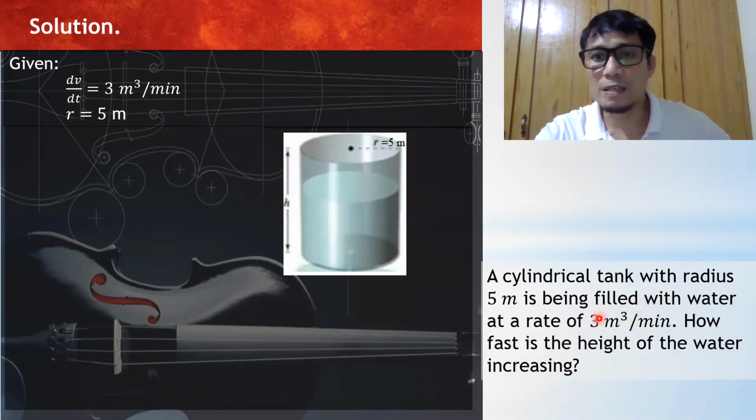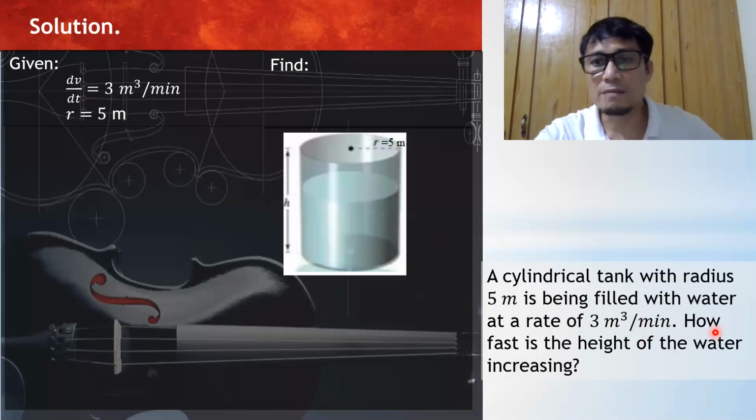You can see here the unit of measurement, okay? Cubic meter, that refers to the volume per minute. And at a rate of 3 cubic meters per minute, that refers to the dV/dt, or derivative of the volume with respect to time, because the volume here is changing per unit time. Okay.